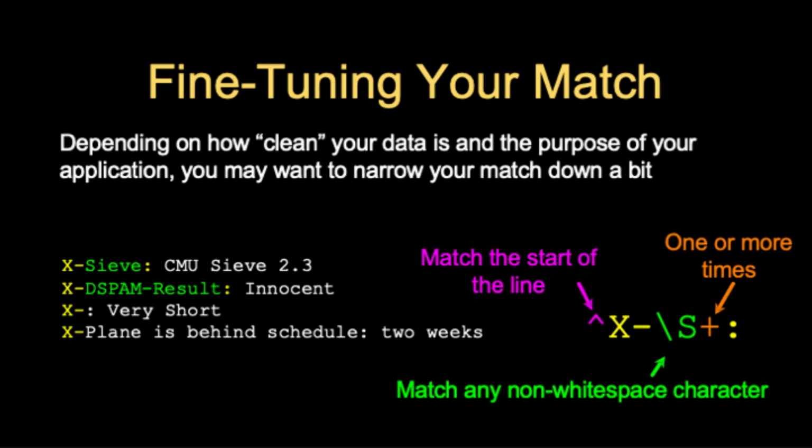Instead of matching any character, we can match any non-whitespace character using \S. The pattern ^X-\S+: means start of line, literal X, then one or more non-whitespace characters, then a colon. This pattern would match X-DSPAM-Confidence and X-DSPAM-Result, but would likely exclude the sentence about the plane because of the space before the colon. This demonstrates how you can adjust regex patterns to the cleanliness and structure of your specific data.